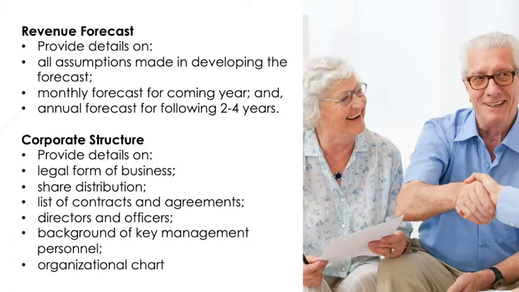You need to be able to put in a list of contracts and agreements, the directors and officers, background of key management personnel, and an organizational chart. Okay, so these are those basic charts that say who is going to be at the top of the organization. Let's say, for example, that you have a partnership with somebody. Who's going to be the CEO, who's going to be considered the CFO, the vice president, the president, who's going to be the executive assistant. All these things are important.